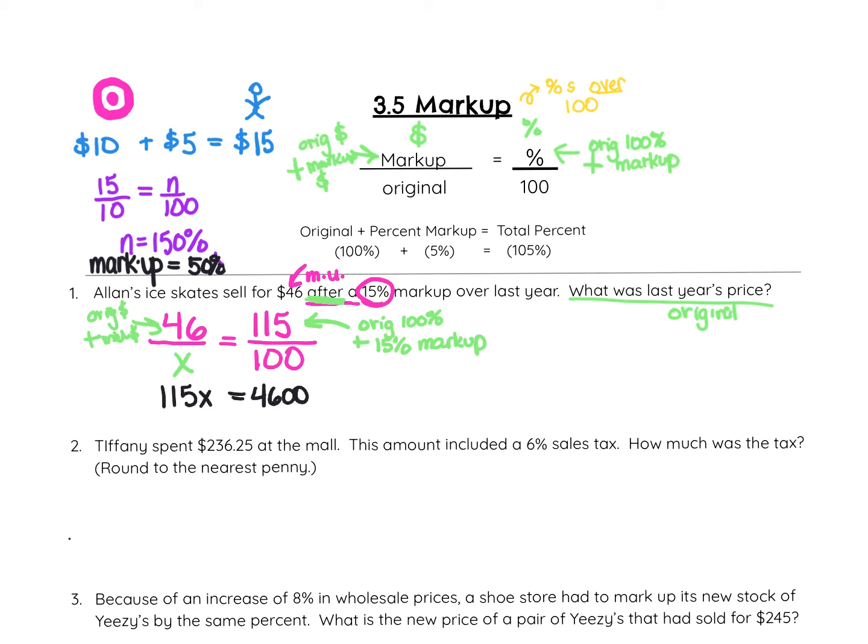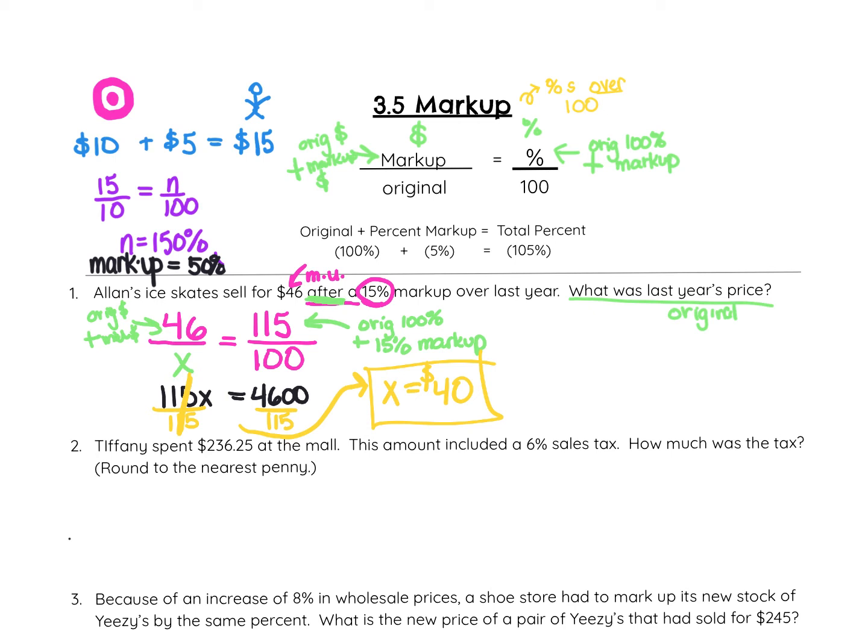When I cross multiply, I get 115x equals 4,600. I'm going to divide both sides by 115. It's going to cancel those 115s out, and I'm going to be left with x is equal to 40. And this was last year's price, so I know this is dollars, and that's how we're going to get our answer. Then we just say, does this make sense? Well, if $46 is a markup over last year, then we know last year's price has to be a little bit lower than $46. So yes, this makes sense.